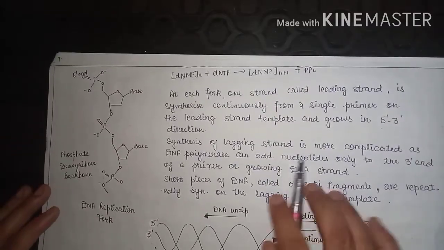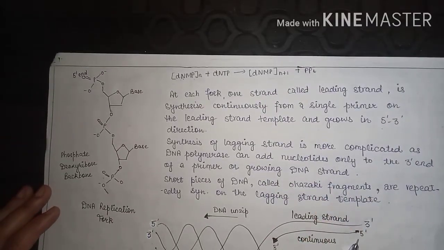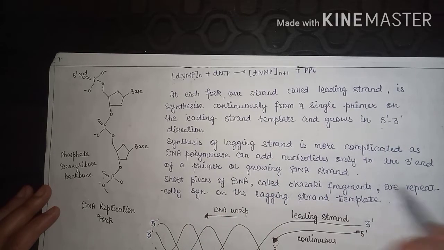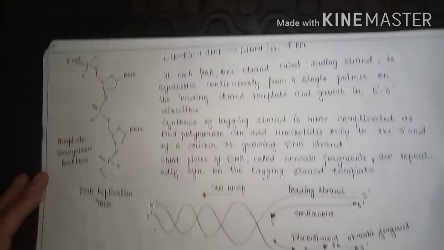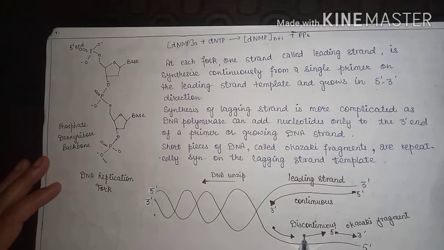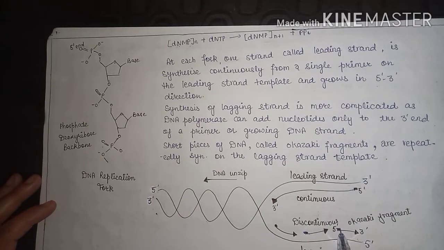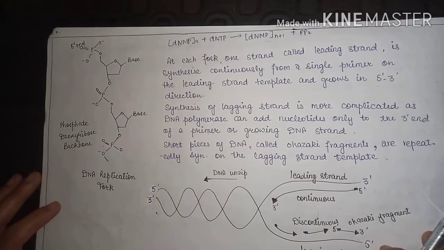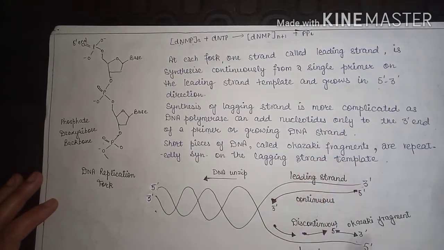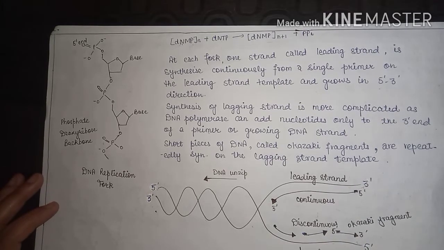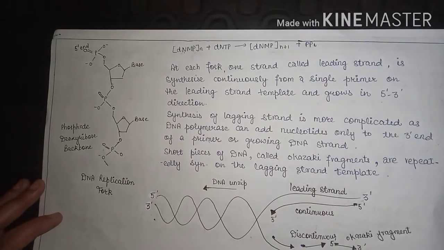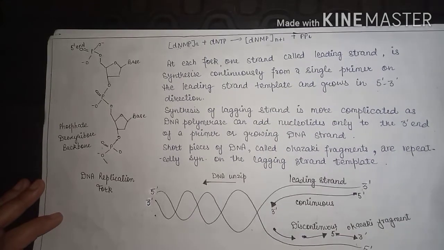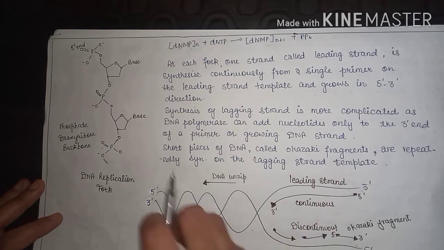Synthesis of the lagging strand is somewhat more complicated than the leading strand, as DNA polymerase can add a nucleotide only on the 3' end of the primer. Multiple primers are needed for this discontinuous strand, because there are multiple fragments, and each fragment needs a primer to attach. Nucleotides are added only on the 3' end of the primer or the growing DNA strand. These short pieces of DNA, known as Okazaki fragments, are repeatedly synthesized.